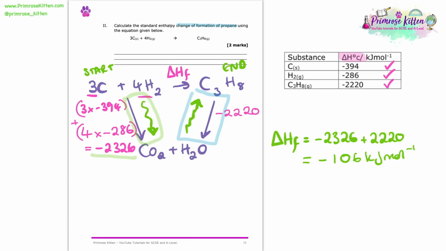And if we put this into a calculator now, we will end up getting minus 106 kilojoules per mole. And that value there is our enthalpy change of formation of propane. So we've got our answer.